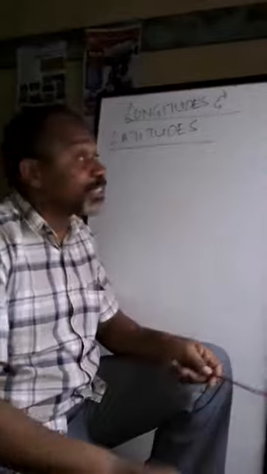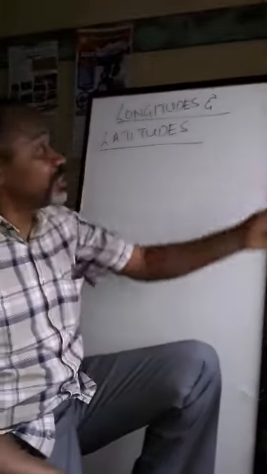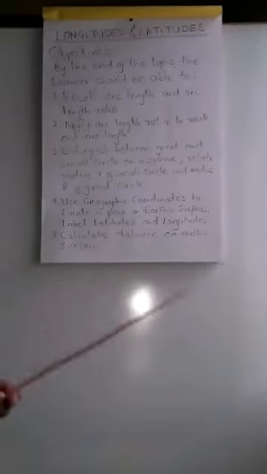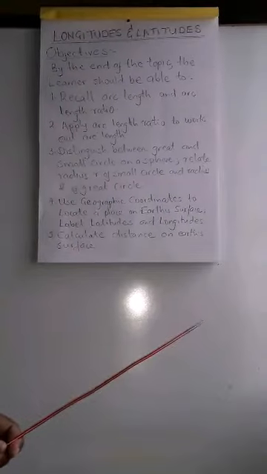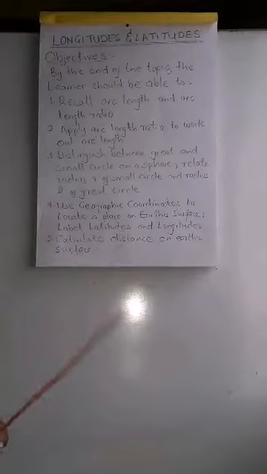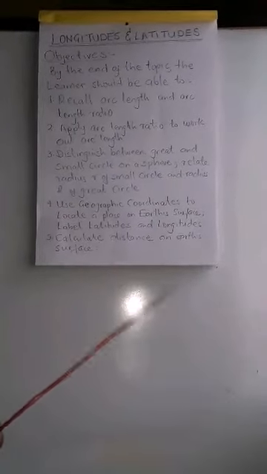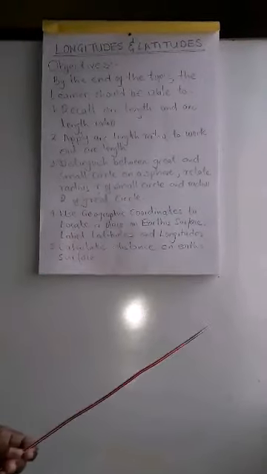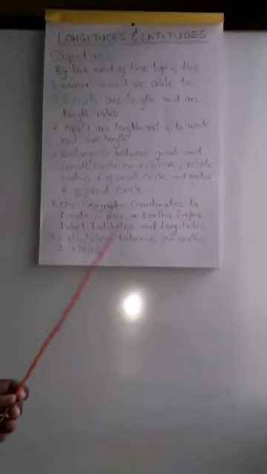Jambo, we continue with the next topic of our syllabus, which is longitude and latitudes. The objectives of this topic are: one, to recall arc length and arc length ratio, apply arc length ratio to work out arc length, distinguish between a great and a small circle on a sphere, relate radius of a small circle, small letter r, and the radius of a great circle, capital R.